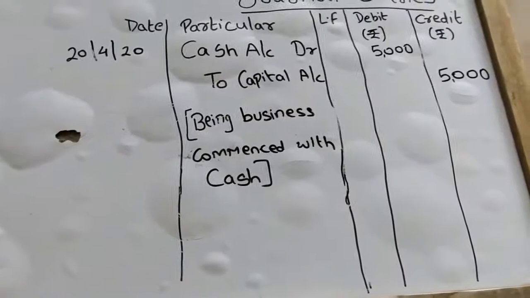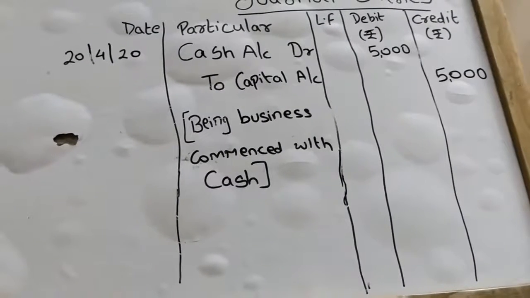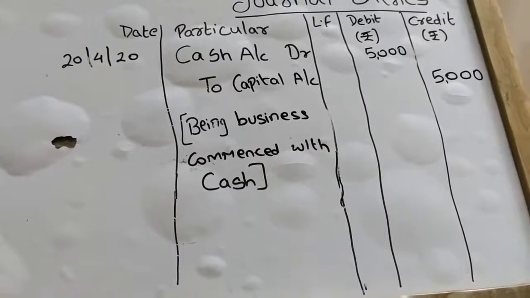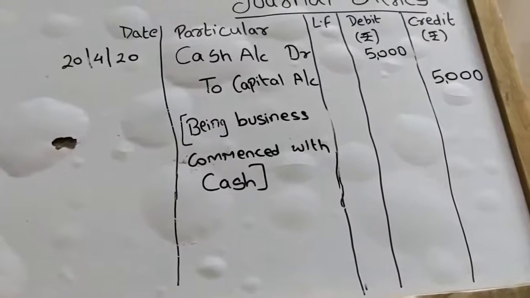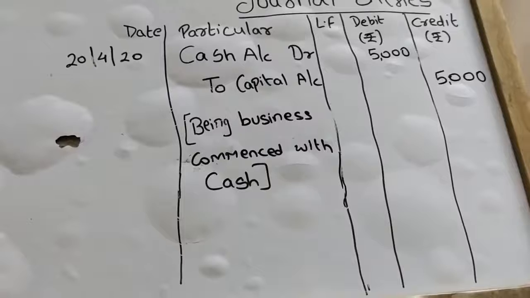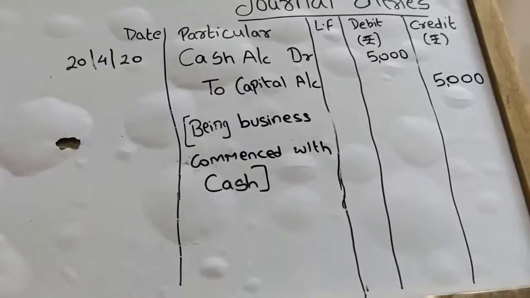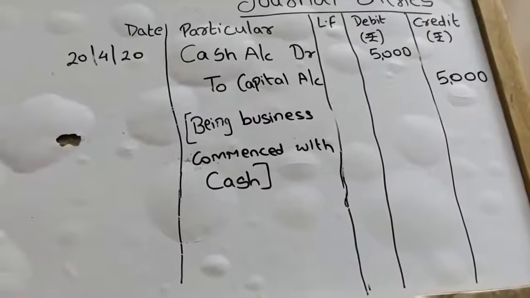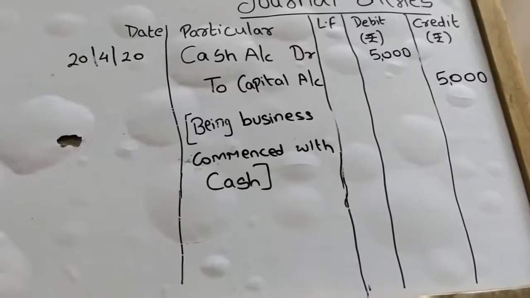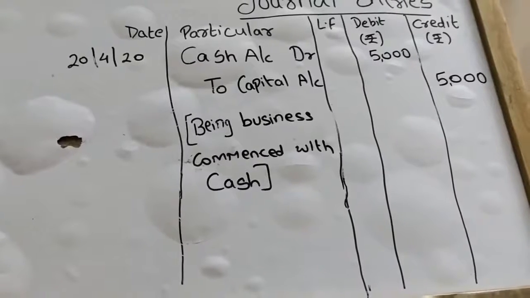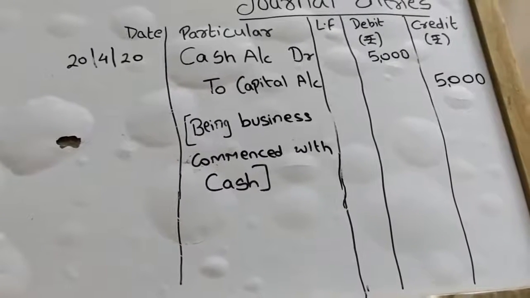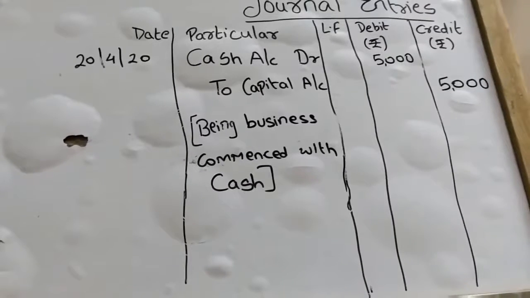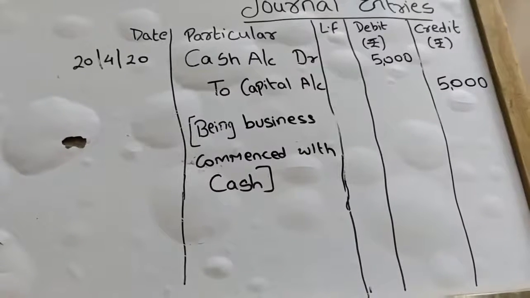On the other hand, the other rule says debit the receiver and credit the giver. Who is the giver? The proprietor. जिसका बिजनेस है उसने अपने पर्सनल इससे पैसे डाले हैं ना, तो he is a giver. So what will we credit? We will credit capital. What will we credit? Capital. हम proprietor नहीं लिख सकते तो उसकी जगह हम क्या लिखते हैं? Capital. So cash account debit to capital.